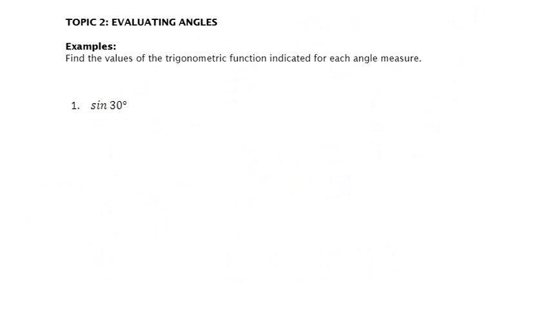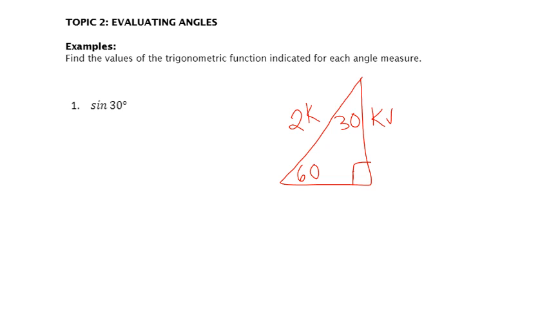ratios. The next topic we're going to look at is evaluating angles, and specifically using our special right triangles. So if we think of our special right triangles, we know sine, cosine, and tangent. We can derive from that. If I have my 30, 60, 90, we typically have been using our ratio of 2k, k radical 3, and k.